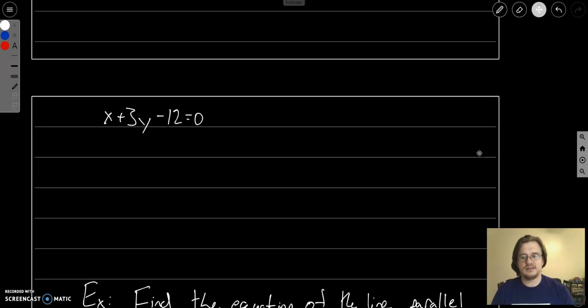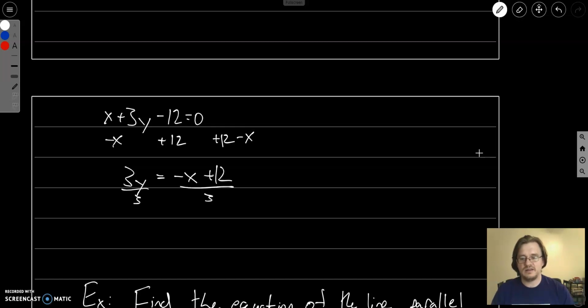So here's the equation of the line. I'm going to get y by itself. So I'm going to add 12 to both sides, and I'm going to subtract x from both sides. So I'll just be left with 3y is equal to minus x plus 12. And then I need to divide everything by 3, and I'll get y is equal to negative 1/3 x plus 4. So my slope in red is negative 1/3.